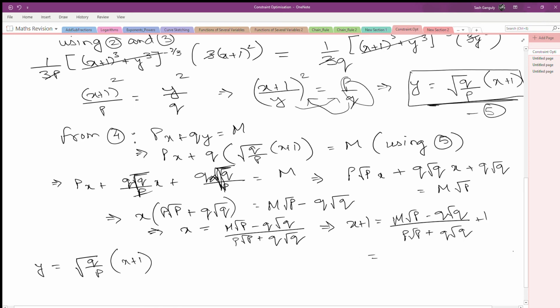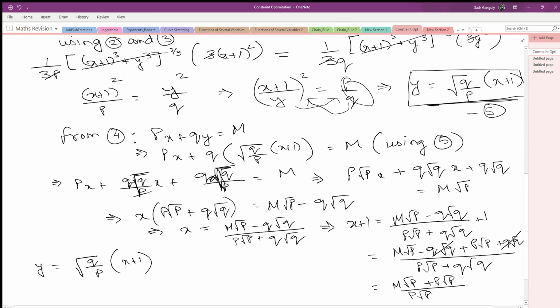And if I take a denominator of p root p plus q root q, then my numerator becomes m root p minus q root q plus the same as the denominator, so that would be p root p plus q root q. And you can see that q root q terms would get cancelled out. So I then have m root p plus p root p upon p root p plus q root q. Right? So that is my x plus 1. X plus 1 is this. Let's call it equation 6.